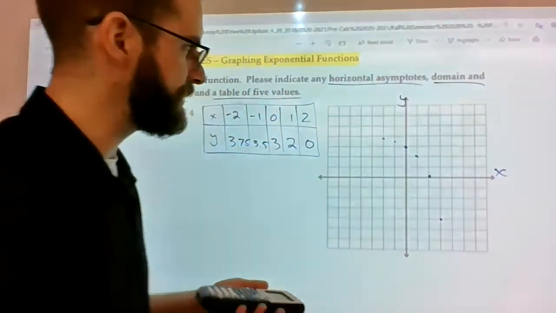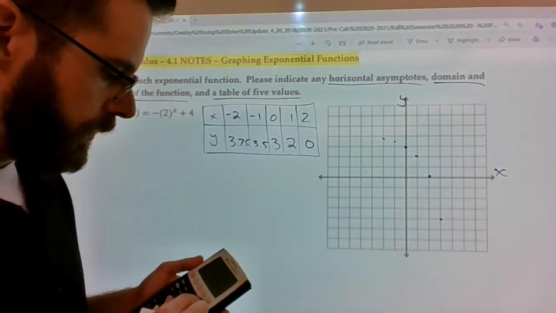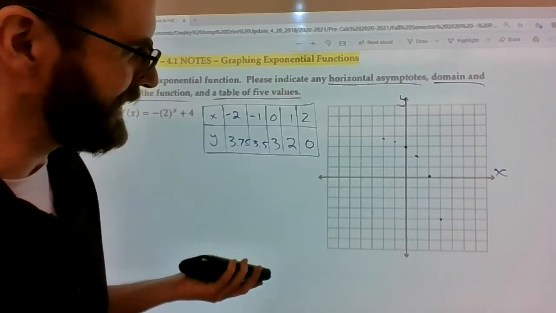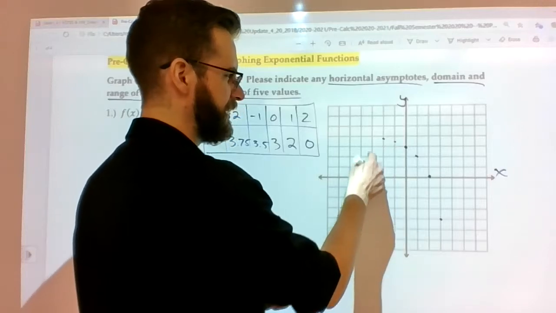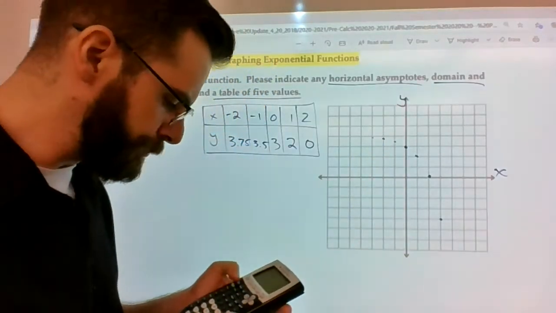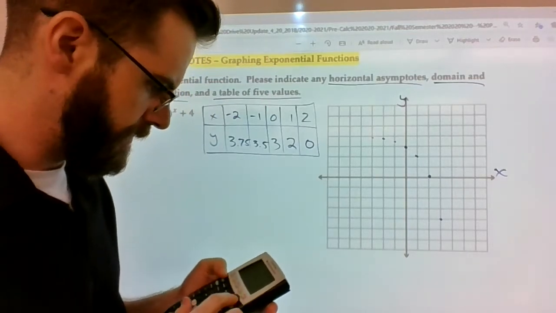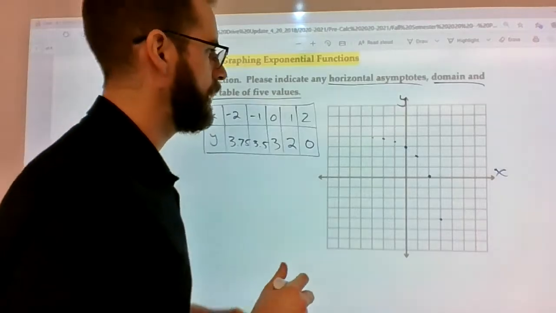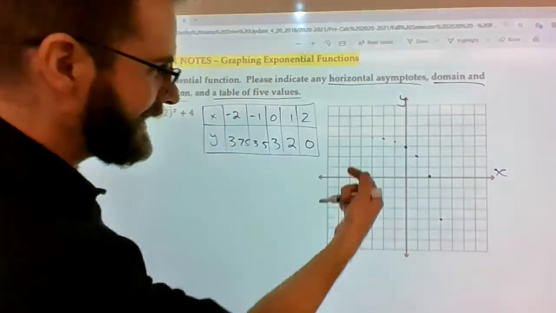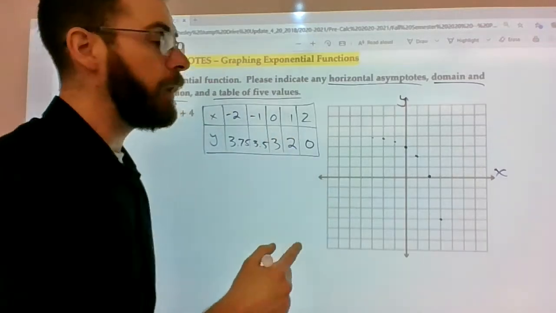Ooh. What happens if I plug in -3? Go all the way back to -3. 3.875. That's just getting closer and closer to 4. What if I go to the table set and plug in -100? What do I get? 4? Oh. It levels out at 4 as you keep going left.